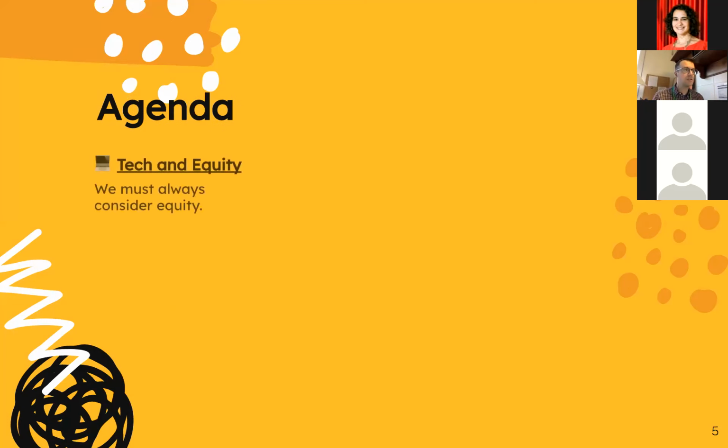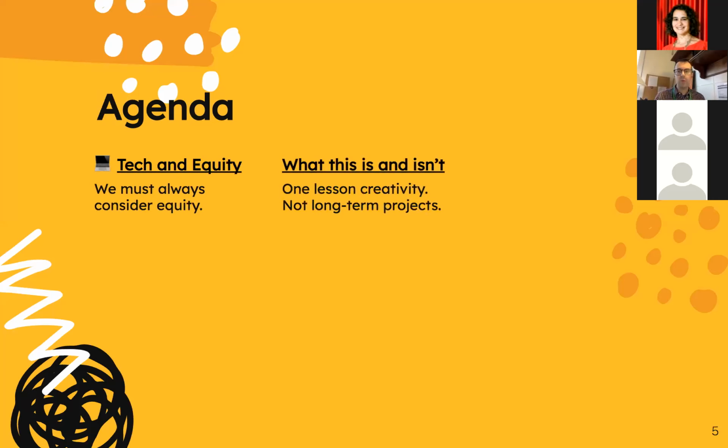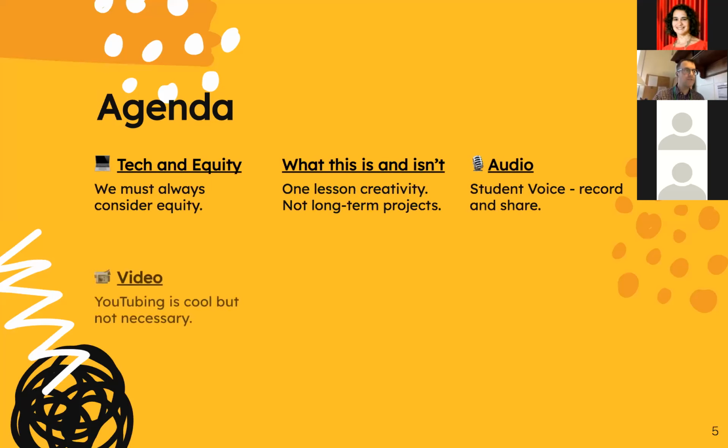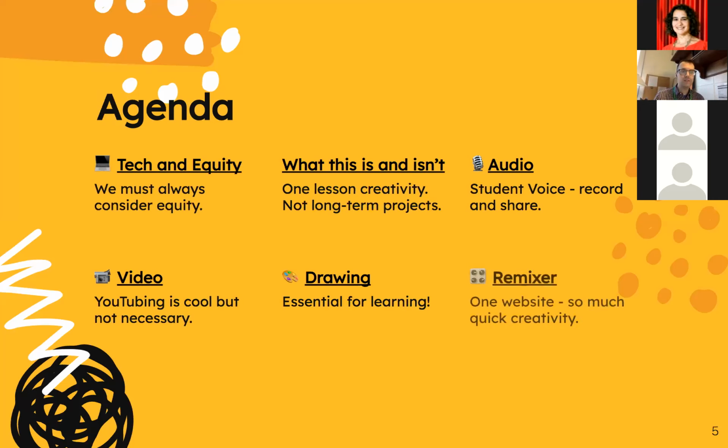All right, our agenda. So first, we're going to talk briefly about tech and equity. Then we're going to talk about what this is and what this isn't. So what do I mean by small scale? We'll talk about audio, video, and I will be honest, those will be kind of a shorter piece of the presentation. Then we'll get into drawing, and don't worry, we'll do drawing in a way that it's with technology, but accessible really to any student with a device. And lastly, one specific website that hasn't got a lot of publicity, but it's a really good way to do quick, short bite creativity.